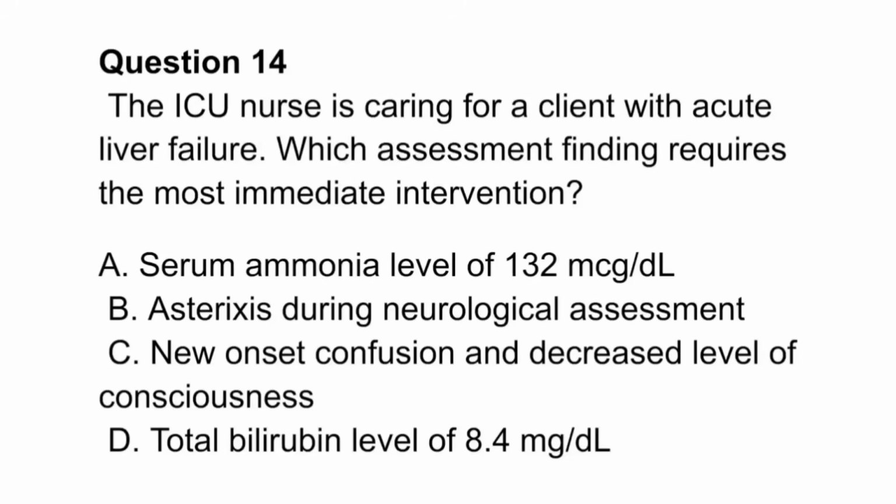Question 14. The ICU nurse is caring for a client with acute liver failure. Which assessment finding requires the most immediate intervention? A. Serum ammonia level of 132 micrograms per deciliter. B. Asterixis during neurological assessment. C. New onset confusion and decreased level of consciousness. D. Total bilirubin level of 8.4 milligrams per deciliter.